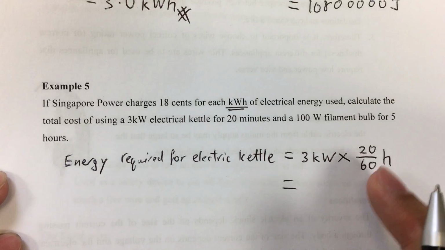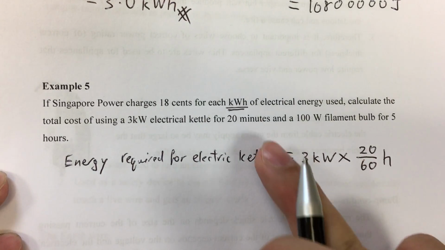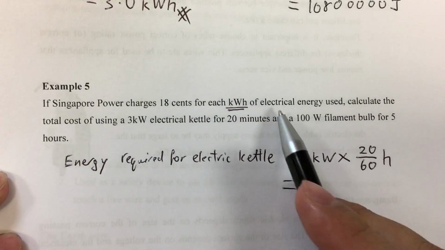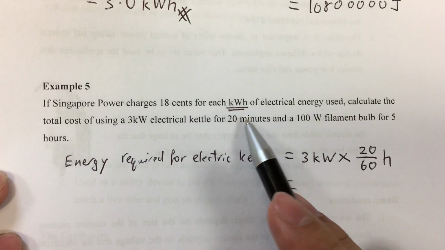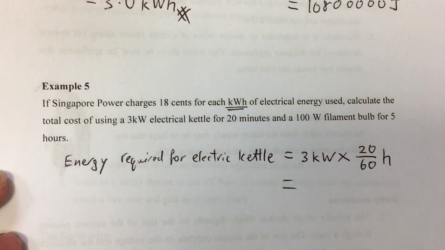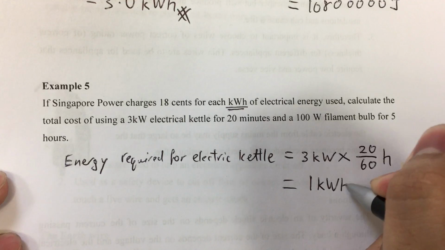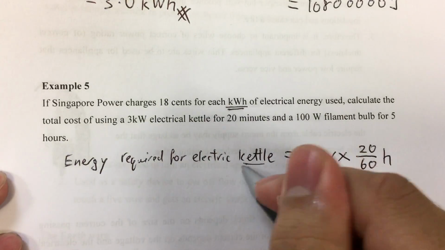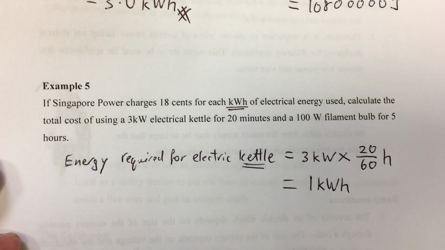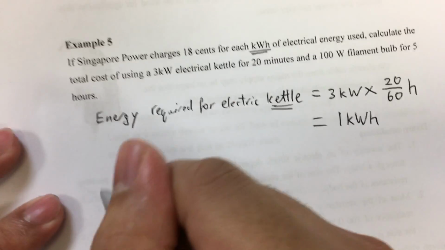Why do I have this? Remember, we need to change all the time, 20 minutes here, into hours. So if you have done it correctly, you should get 1 kilowatt hour for the electric kettle. Let's try the other one.